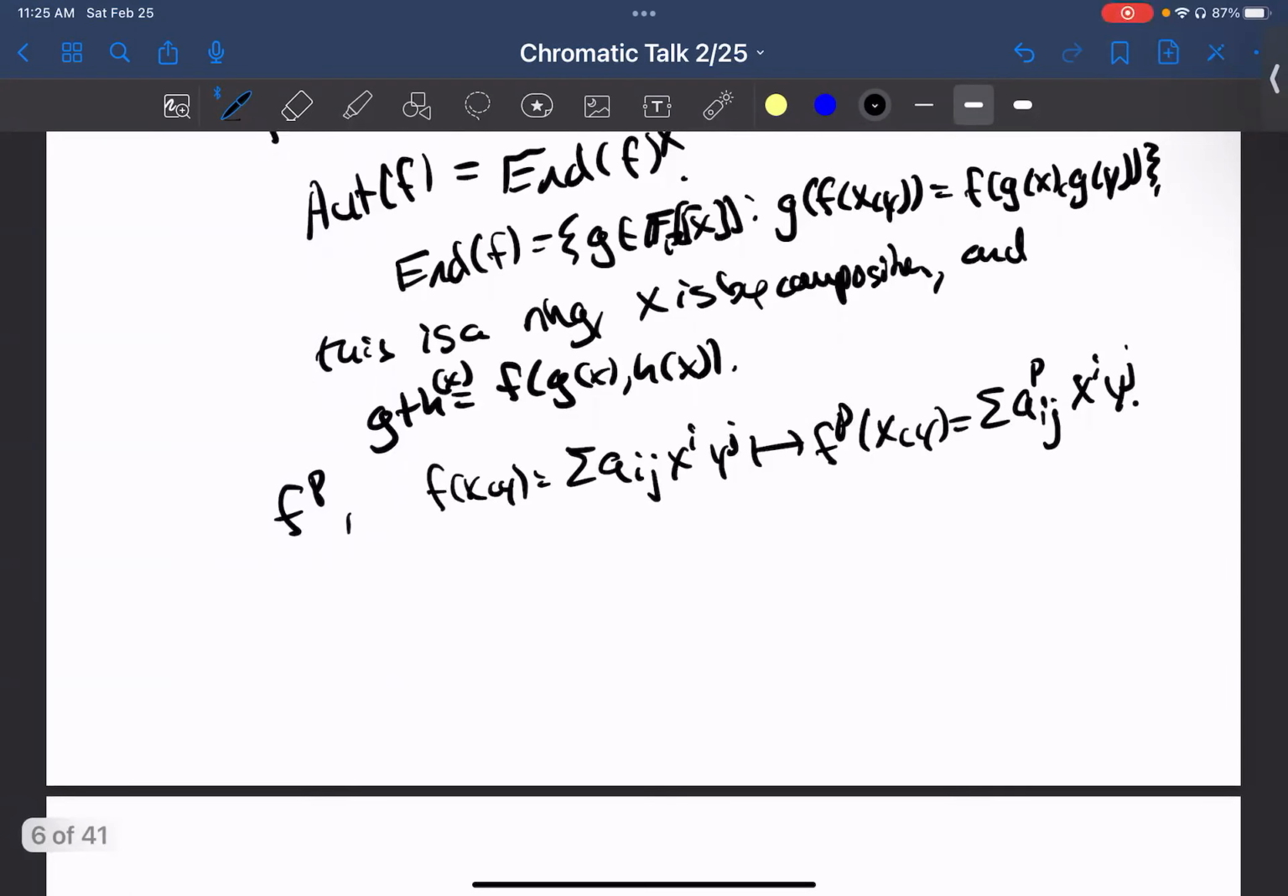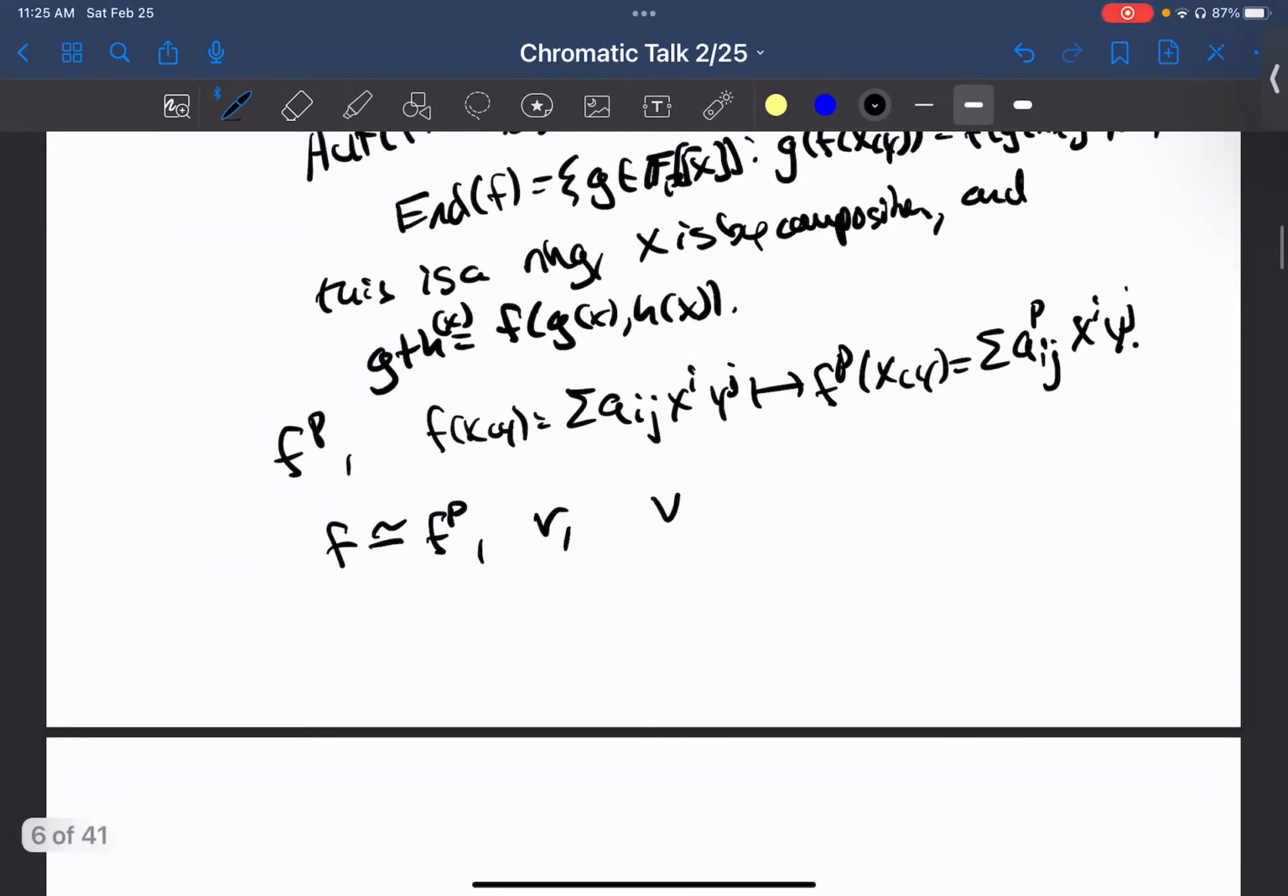So this is another formal group law. It's also of height n, so there's an isomorphism from F to F^p. And we're going to take some isomorphism here, and we're going to call this nu. So nu of F^p(x,y) is going to be F(nu(x), nu(y)).